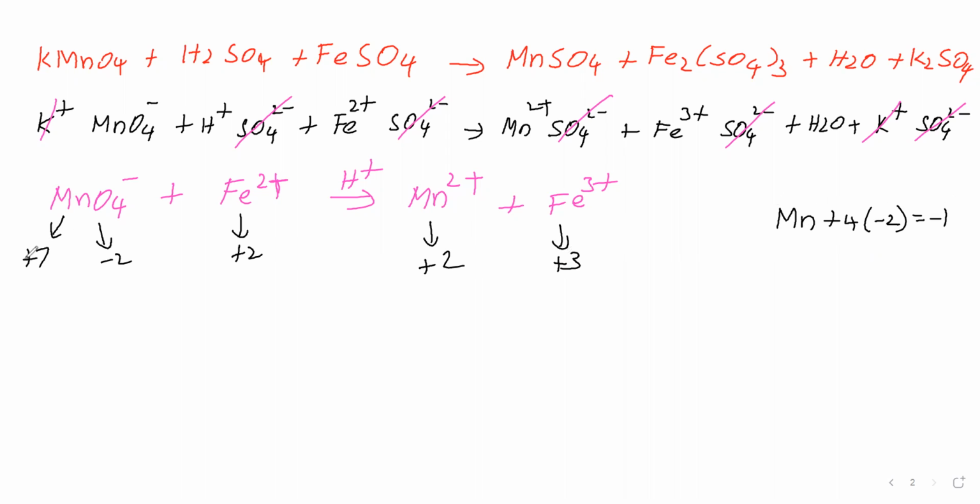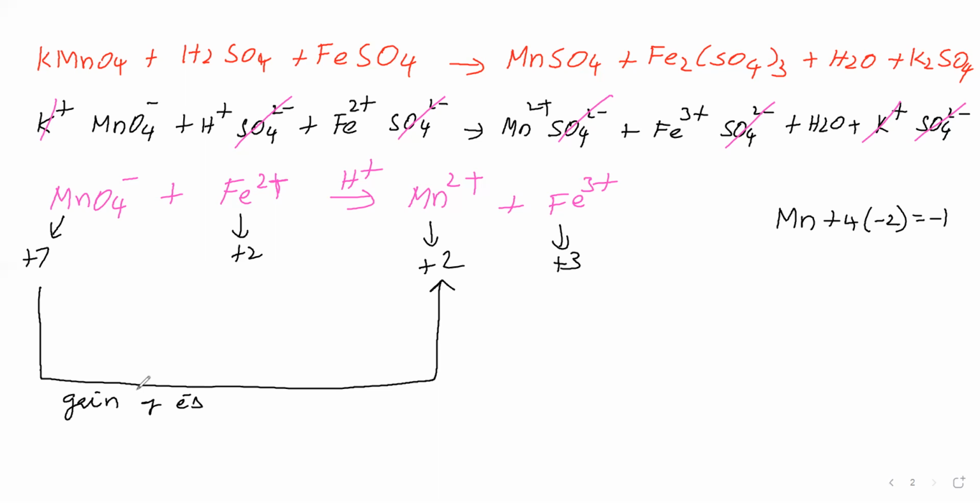Next step: consider the change in oxidation numbers. The remaining, neglect it. The oxygen oxidation number is -2 here, and in water also, where this oxygen will convert into water, the oxygen oxidation number is -2. So we need not consider the oxygen oxidation number. The rest of the things we will consider. Manganese +7 is converting into +2 by gain of electrons. Therefore, manganese undergoes reduction, gain of electrons.